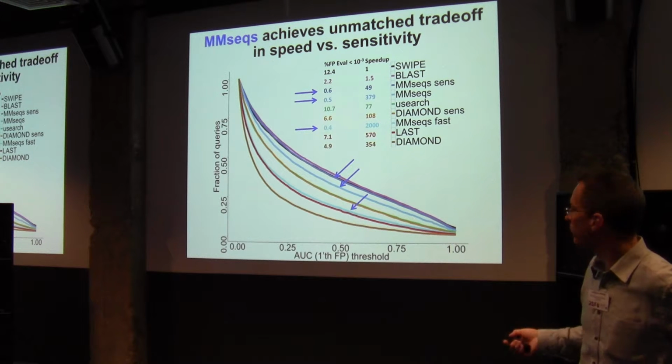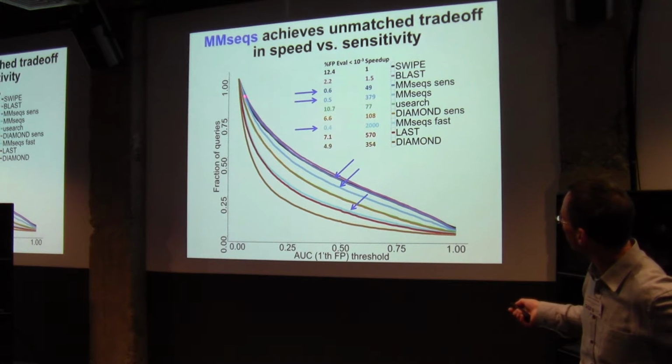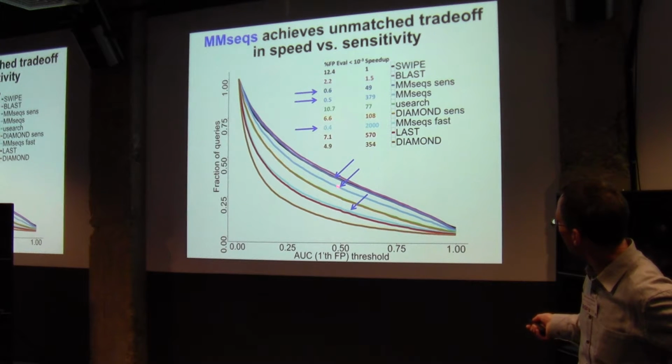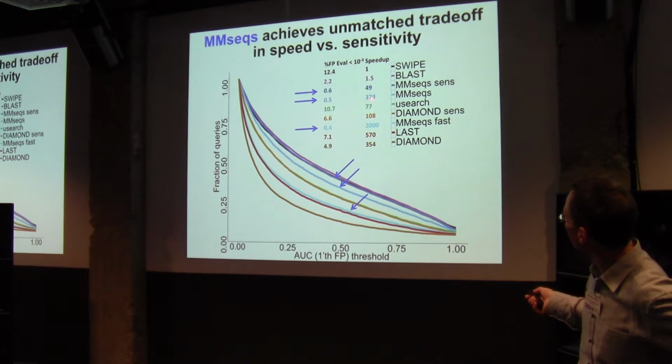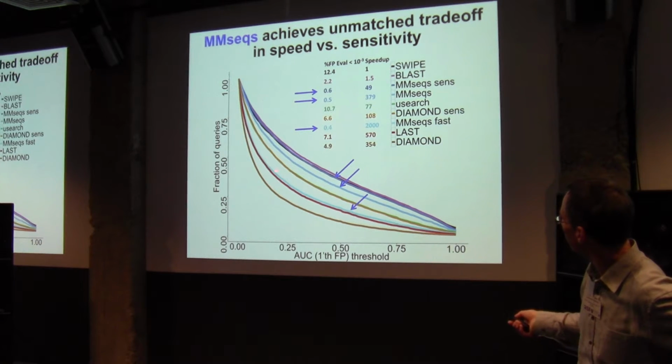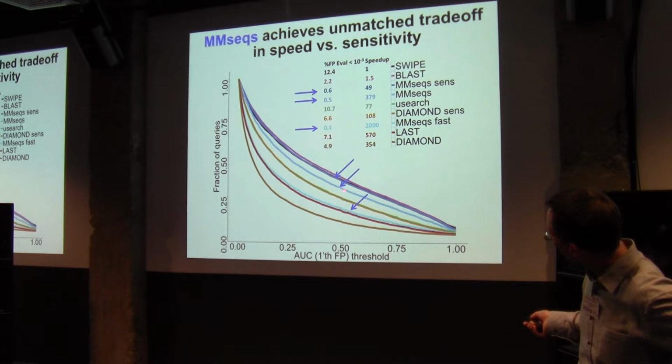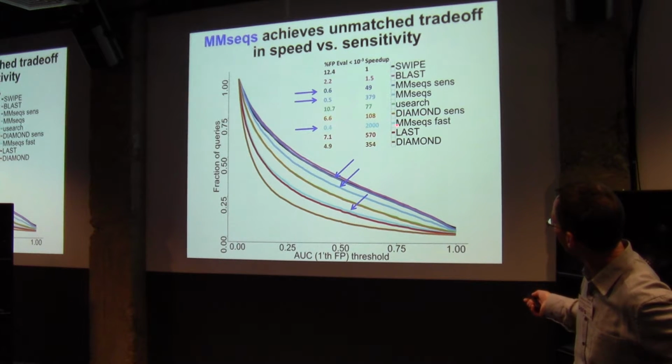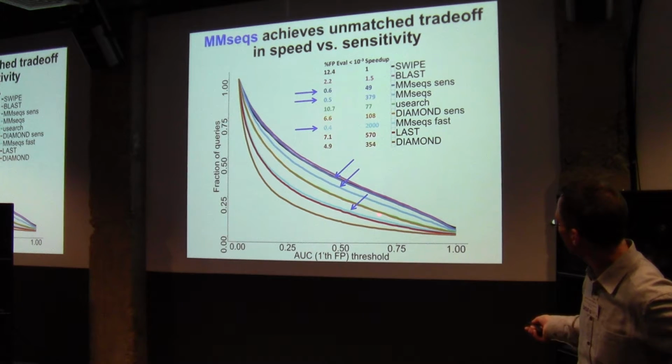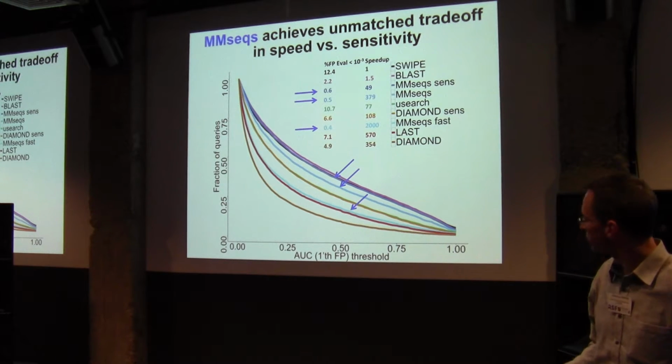If we make our program very sensitive, this is the dark blue line. If we make it faster but less sensitive, this is the light blue line, we're even 380 times faster, or 2,000 times faster for this version. And you see there's nothing that even comes near, for example, the 380 times faster version from the other programs. So for example, Diamond or Last, which I used a lot in metagenomics, are actually slower and less sensitive.